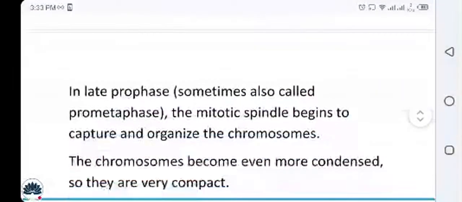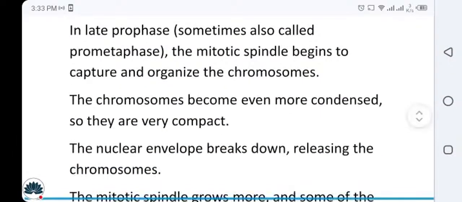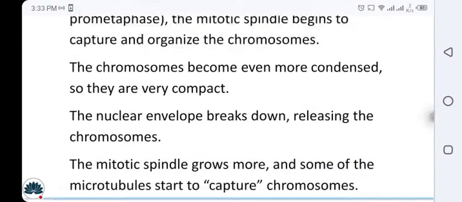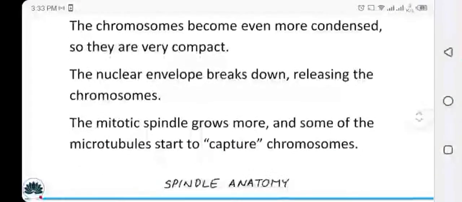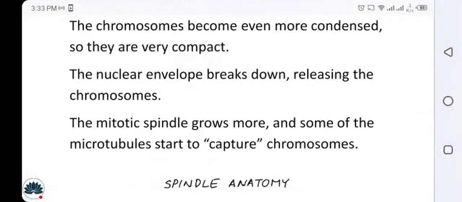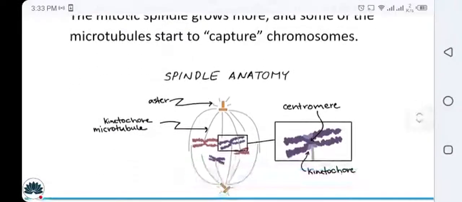In late prophase, sometimes also called prometaphase, the mitotic spindle begins to capture and organize the chromosomes. The chromosomes become even more condensed, so they are very compact. The nuclear envelope breaks down, releasing the chromosomes. The mitotic spindle grows more, and some of the microtubules start to capture chromosomes.